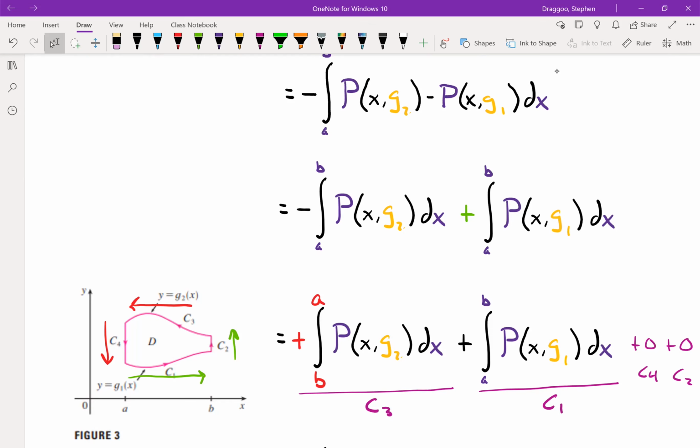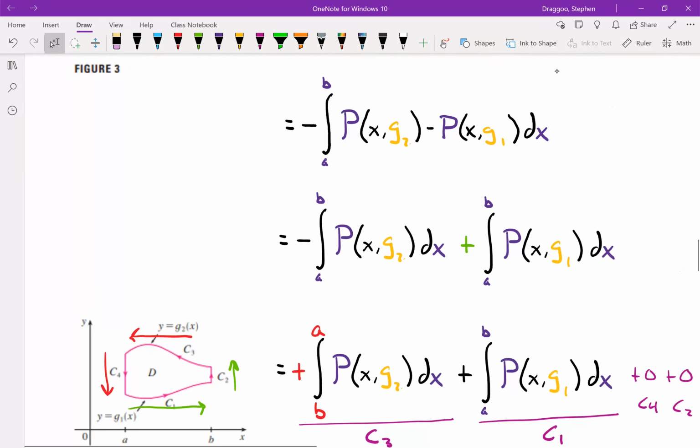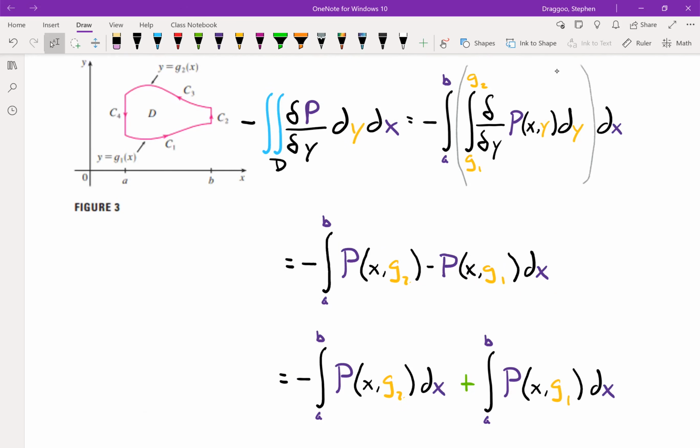But since those line integrals are 0, adding up all four pieces, an integral across C1, C2, C3, C4, that gets me the entire line integral of P across the closed curve C. So all together, what we were trying to relate here, our final result is going to be the line integral of P along the curve C with respect to x. But we started with that double integral of P partial y times dA over the 2D area D.